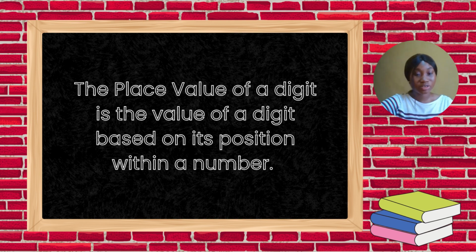Remember that you have digits 0, 1, 2, 3, 4, 5, 6, 7. So whether you call it 900, you call it 90, you call it 9,000, it depends on where that 9 is standing within a number. That is what place value is all about. So let's look at an example real quick.